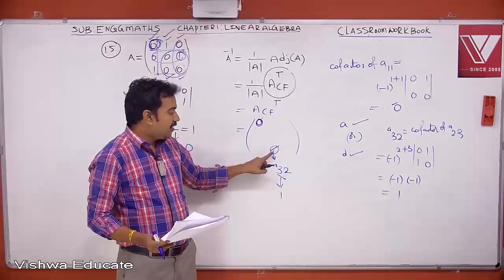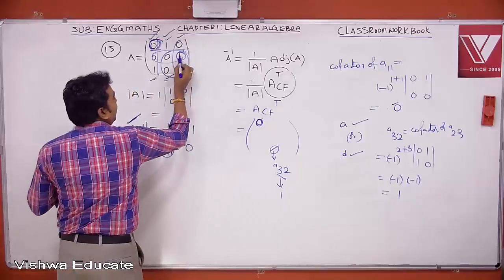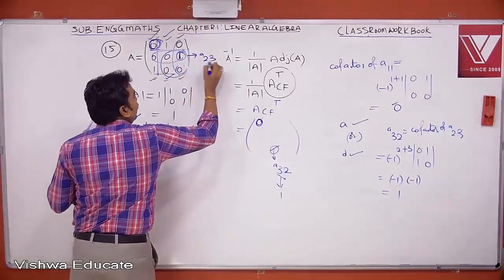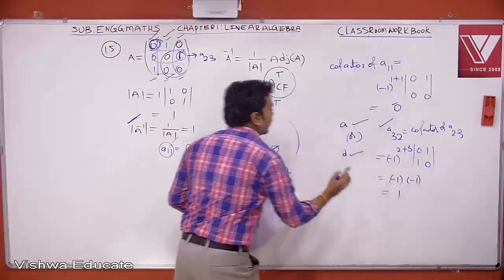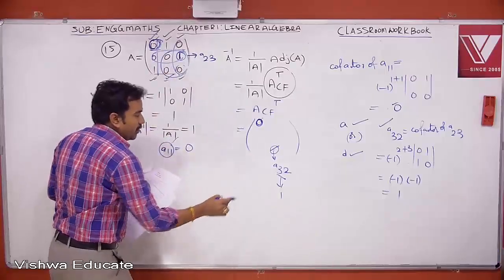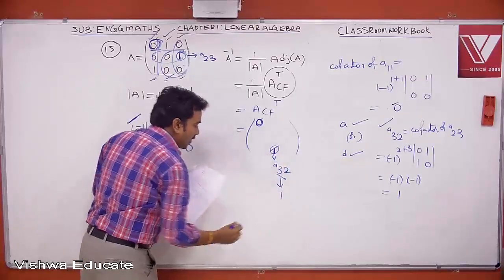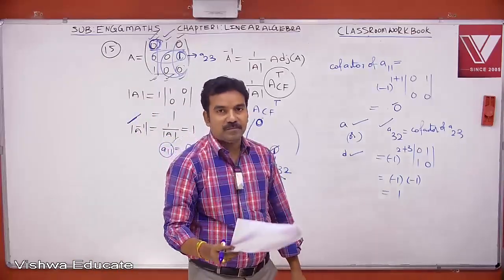This is in A inverse, second element in the 3-2 position. But before transposing, this is nothing but the cofactor of A23. So this is the element, third element in the second row, this is A23. Therefore, this is nothing but the cofactor of A23, this particular element. So find the cofactor of this, you will get 1. Therefore, this element, that means the second element in the third row, is 1, and that is happening only in option B. Therefore, it is B.